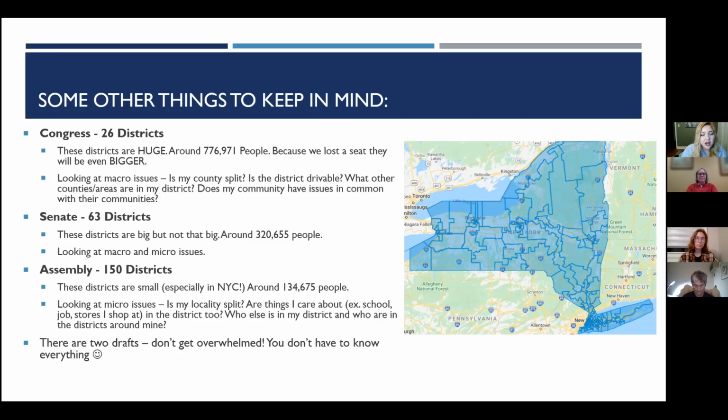And for assembly, 150 districts. These are pretty small, especially in New York City. They're really small because there's density, as we looked at earlier, the density is very high there. So pretty small, around 134,000 people per district. We're looking at micro issues. Is my locality split? Are the things I care about, like my school, where I like to shop, where my job is, are they in the district too? And who else is in the district with me? Who is included? Are my neighbors included? Did my block get cut? You're looking at much more micro issues for assembly.